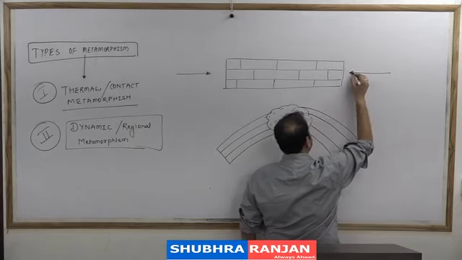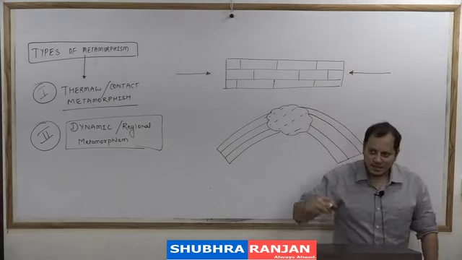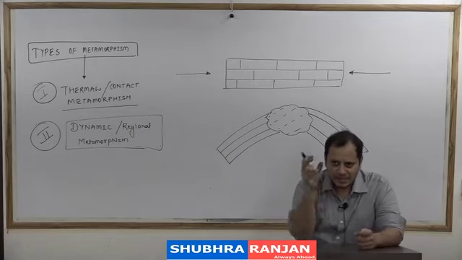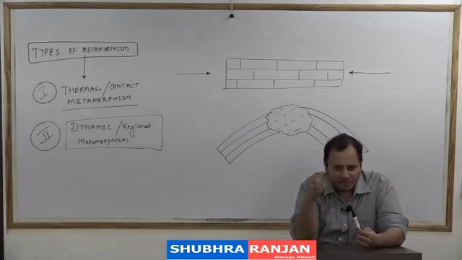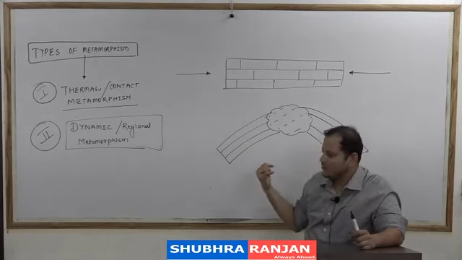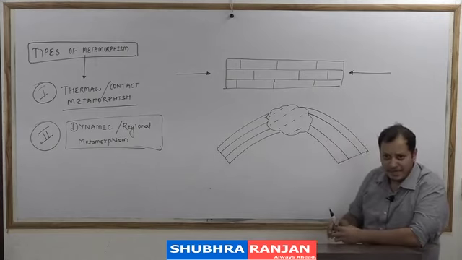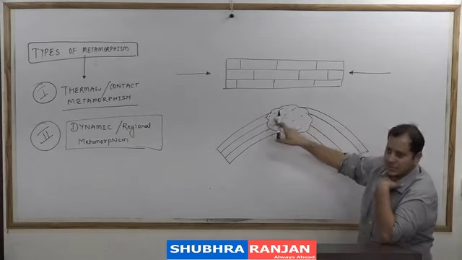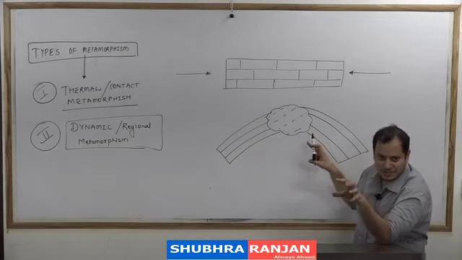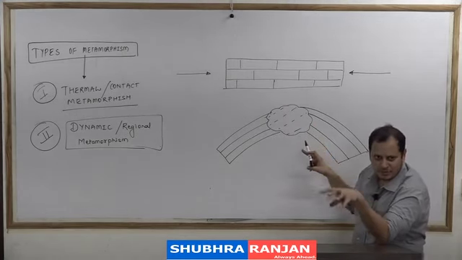See, in NCERT there are 4 types. Regional and contact are given separately, thermal and dynamic are given separately, but when you read the explanation it is more or less the same. So you try to combine this. We have combined these two in this. Now why is it known as dynamic? Because pressure is applied here and change is occurring in the center where there is the most pressure. We have seen this in the fold, overthrust fold also.